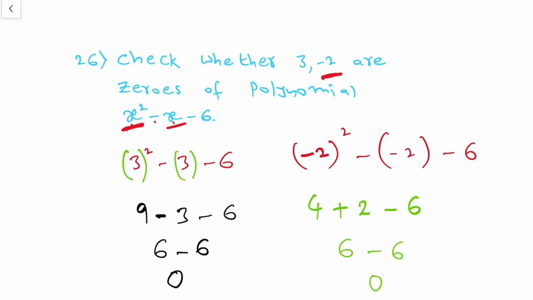6 minus 6 is 0. After substituting some numbers in the given polynomial, if we get the answer 0, then those numbers are considered zeros of the polynomial, otherwise not zeros of the polynomial. So in this case here I got 0, here I got 0. So plus 3 and minus 2 are zeros of the given polynomial x square minus x minus 6.